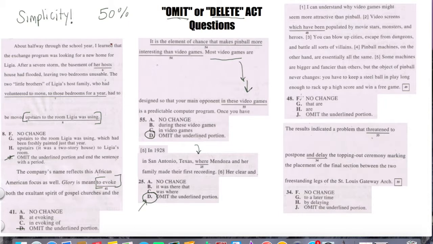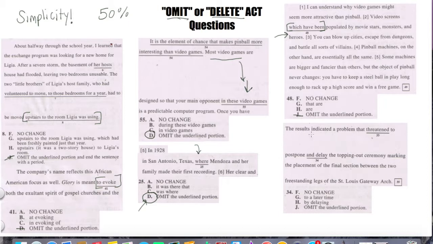Maybe. Who knows? Okay, number 48 is up here if you can't see that little tiny 48. So let's read the sentence. Video screens which have been populated by movie stars, monsters, and heroes. Well, let's see if we should omit it. Video screens populated by movie stars, monsters, and heroes. Well, if we were to remove this part of the sentence, which have been, and it read like we just said, it wouldn't really work. We do need to change this perhaps. However, omit is not the right answer. So we'll leave that for you to figure out what the right answer is there.